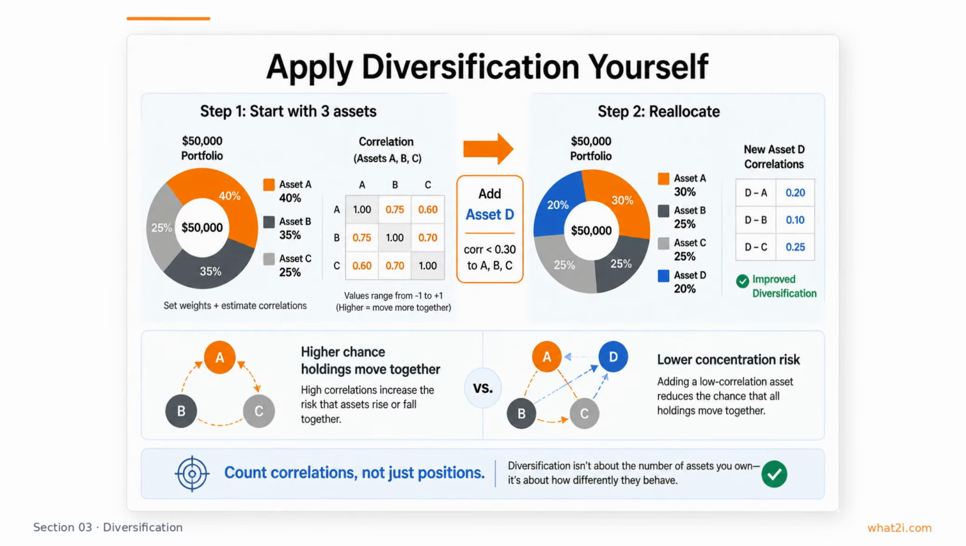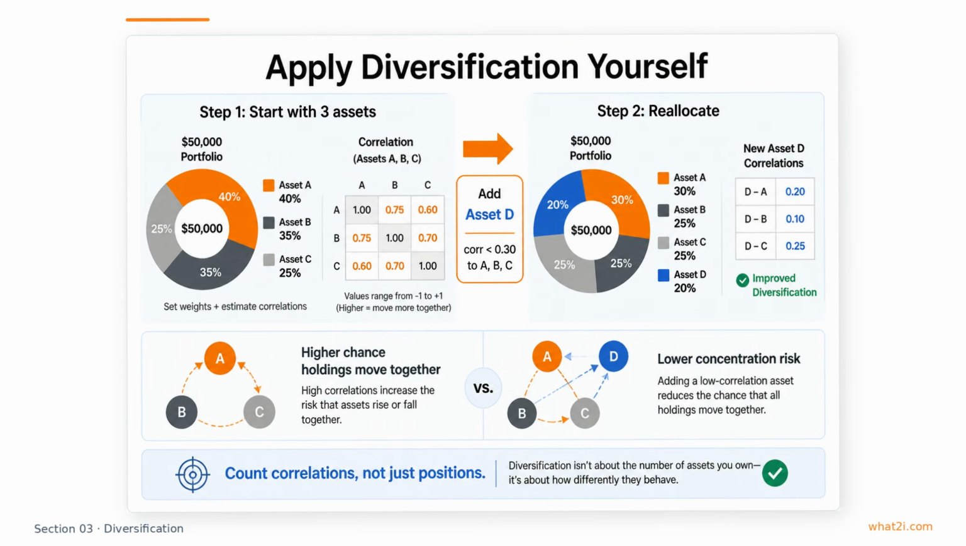A good way to practice diversification is to build a small model portfolio and focus on weights and correlations, not just names. Imagine a $50,000 portfolio with 3 assets and assigned initial weights to each. Then estimate how closely those assets tend to move together. After that, add a 4th asset whose correlation with the others is below about 0.3, and give it a 20% weight by reducing the original positions. The exercise helps you see whether the new asset actually changes the portfolio's risk profile. That is the habit to build. Count relationships, not just positions.